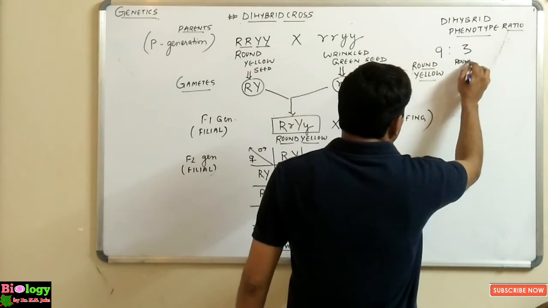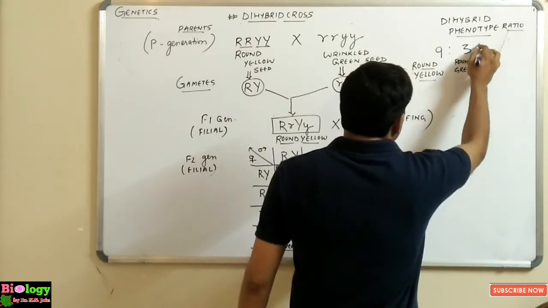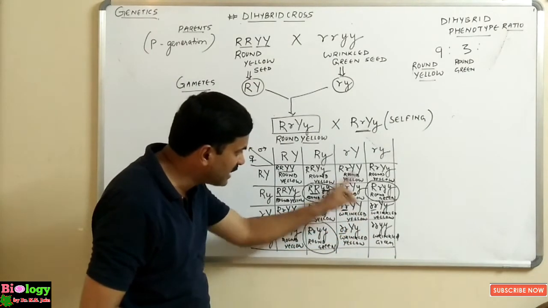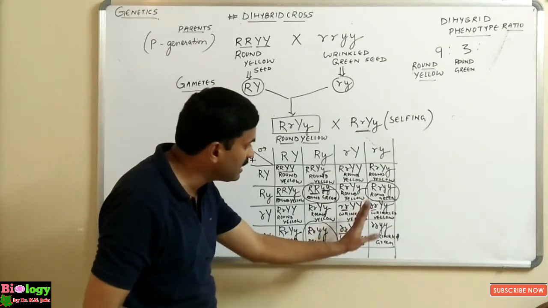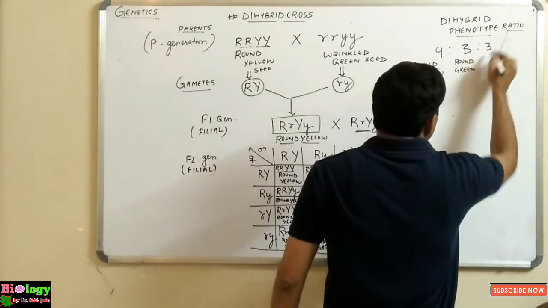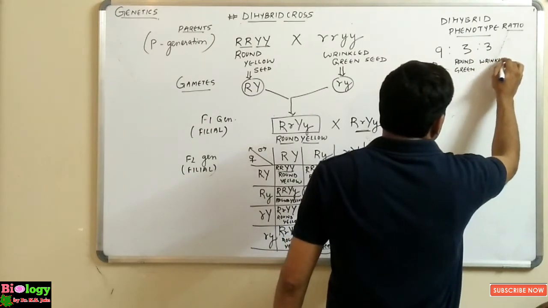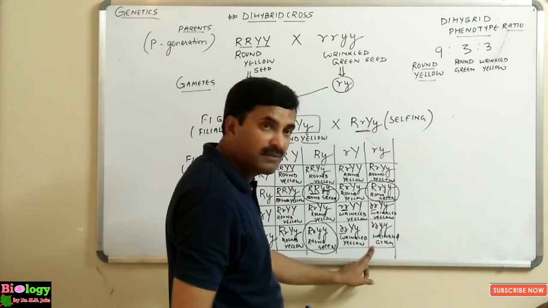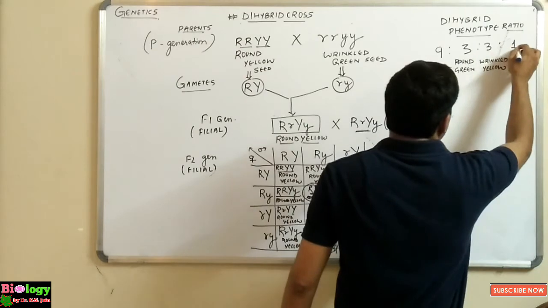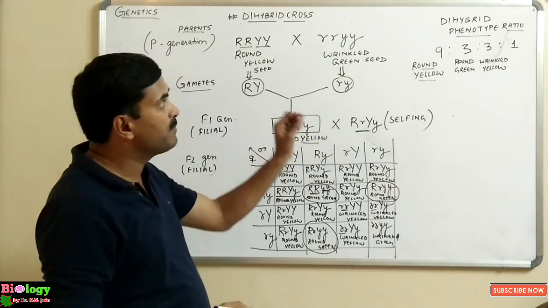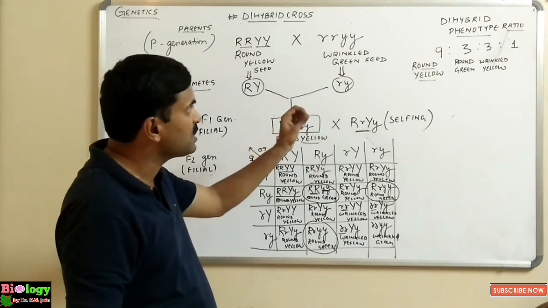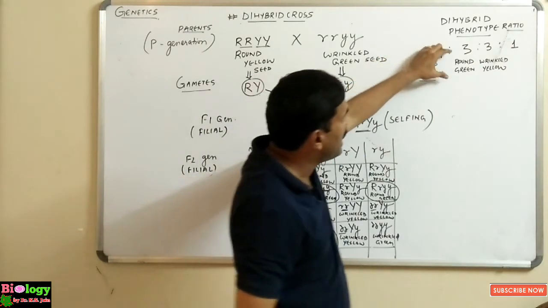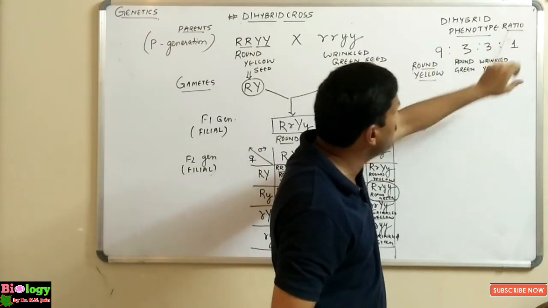We have got 3 round green, and see how many wrinkled yellows are there. This is 1, 2 and 3. In the entire checkerboard there are 3 wrinkled yellow. So I will be writing here 3 wrinkled yellow. And how many are wrinkled green? Wrinkled green is only 1. So I will be writing 1. So I got the dihybrid phenotypic ratio in the F2 generation to be 9:3:3:1. Means 9 are round yellow, 3 are round green, 3 are wrinkled yellow, and 1 is what?